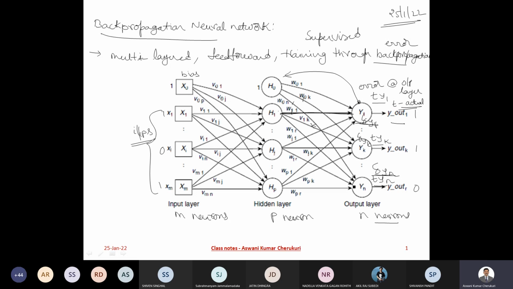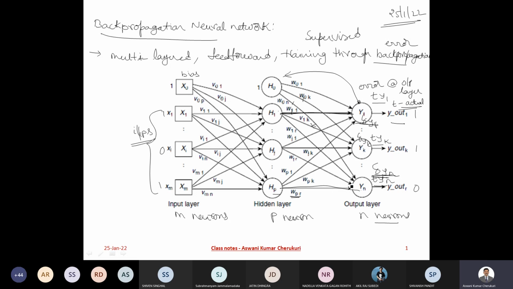Say, take an example, yn is propagating its error to the previous layer nodes, that means hidden layer nodes. When it is propagating, that error value will get multiplied by the corresponding connection weight. So when del yn is getting propagated, it gets multiplied with the corresponding connection weight. Here the corresponding connection weight between Hp and yn is this particular weight value.